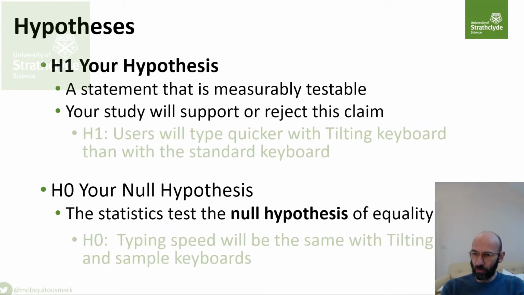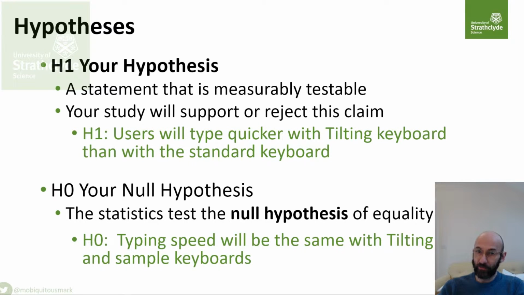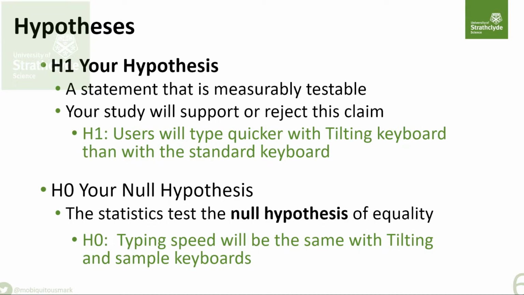Okay, so for my keyboard, my hypothesis will be users will type quicker with the tilting keyboard than with the standard keyboard. Okay, drilling that down, you've got your conditions here, tilting and standard, and what I'm measuring is type quicker, which is speed. Okay, and I'm measuring that in words per minute, and you can explain all that in your report. But that's basically the short version of my hypothesis. And the null hypothesis is typing speeds will be the same between the two keyboards.